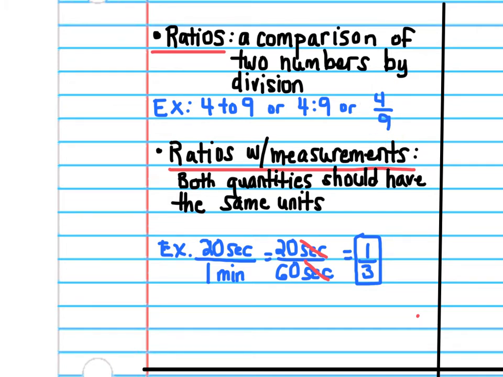And for the next part here, it says ratios with measurements. When you have 2 units or 2 quantities that have different measures, you want to make sure that both quantities have the same units. So here's an example of what I mean by that. So for instance, if we have 20 seconds to a minute, we convert them so that they're both seconds, and then we go ahead and simplify that ratio. So in this case, the answer would be 1/3.